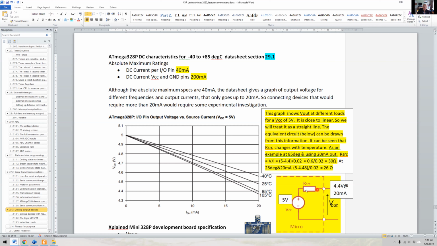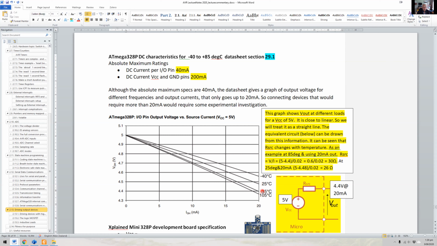Obviously, if there's no current through the resistor, we're at 0, and there's 5 volts on both sides of the resistor. But as we draw current, the voltage drop across this resistor will increase, and therefore the voltage on the output will fall. So let's have a little think about this.